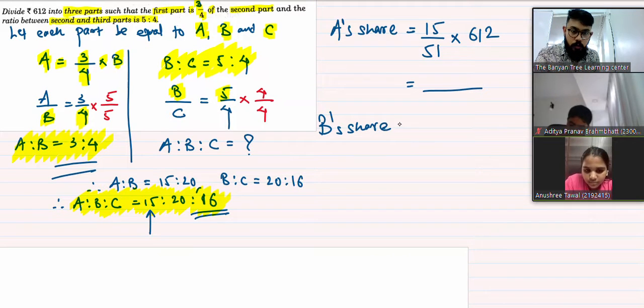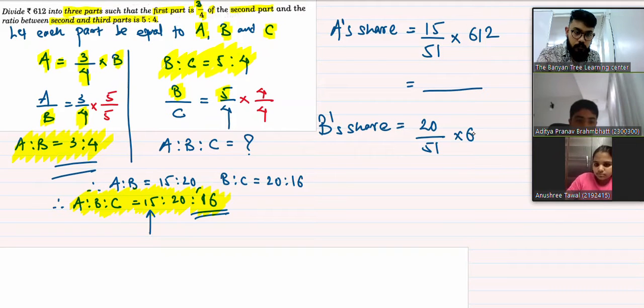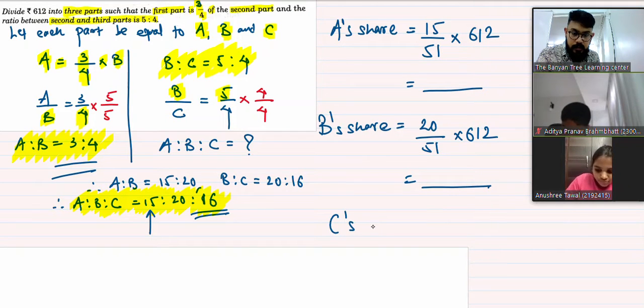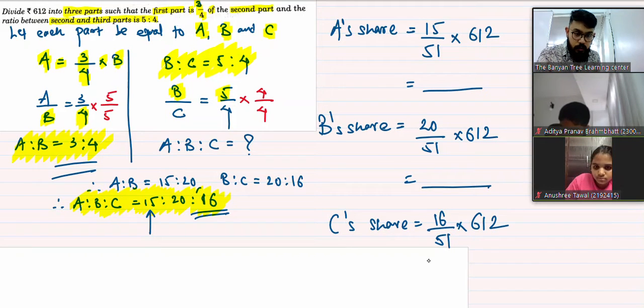Then B's share. Aditya, do you want to tell B's share? Yes, sir. B share will be 20 by 51 into 612. Very good. Please find it. And C's share would be 16 by 51 into 612. Please find all the three shares.